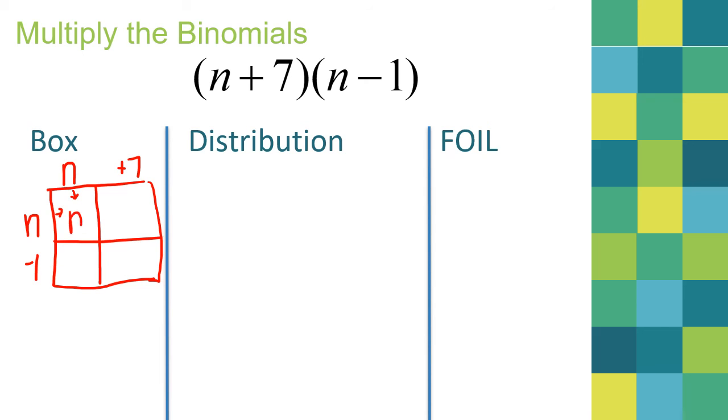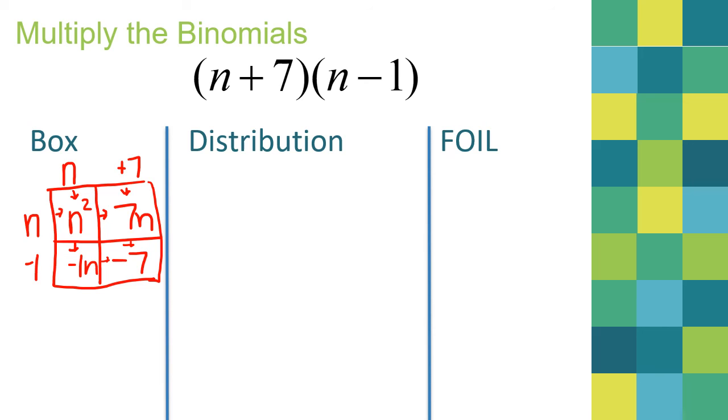So n times n is n squared. 7 times n is 7n. The outer n times negative 1 is negative 1n. And 7 times negative 1 is negative 7. So it's very visual, and you might have done area models in elementary school, so maybe that connects with you.